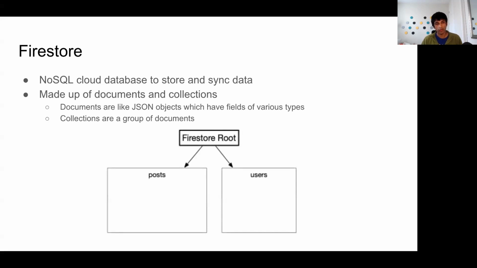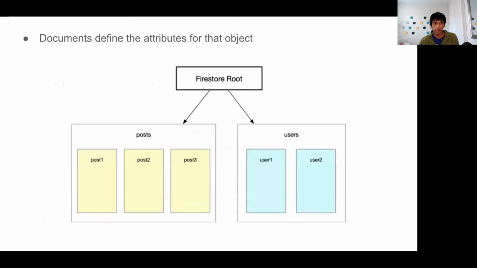The two terms you should think about when you are dealing with Firestore are documents and collections. All the data in your application is going to be stored in a document, which you can kind of think of like a JSON object. And these documents must live inside of a collection. So you have your Firestore root, which is like the root of the database. And inside of that, you have different collections. The collections are what will hold on to all of your documents. In this example, we have two collections called posts and users. And inside of those collections, we have different documents.